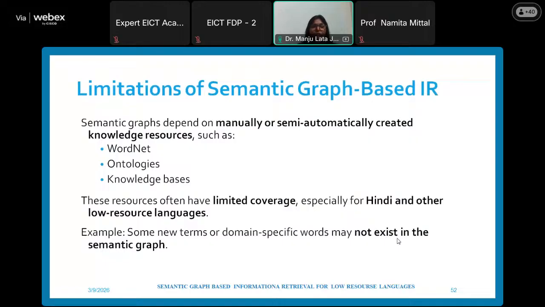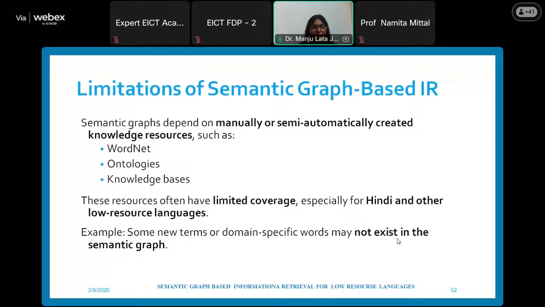Now, continuing with our discussion on semantic graphs. Every particular concept has its own limitations as well. Semantic graphs themselves also have some limitations. And what are these limitations? Let's discuss that. Semantic graphs depend on manually or semi-automatically created knowledge resources. WordNet is also created that way, and it has some limitations.